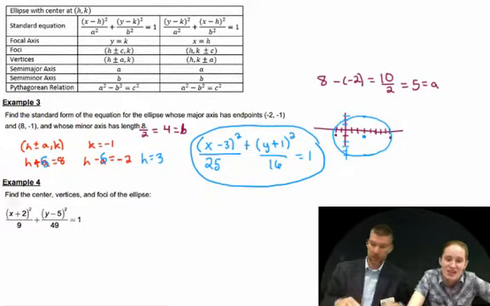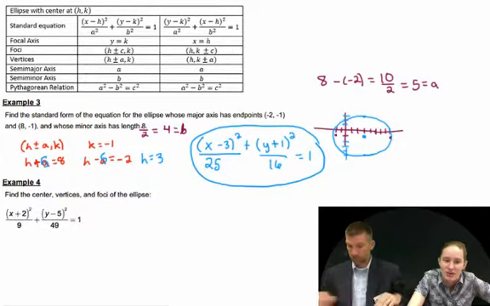You just go ahead and start. All right, so example 4. Find the center, vertices, and the foci of the ellipse. So let's start with the center, which is H comma K.